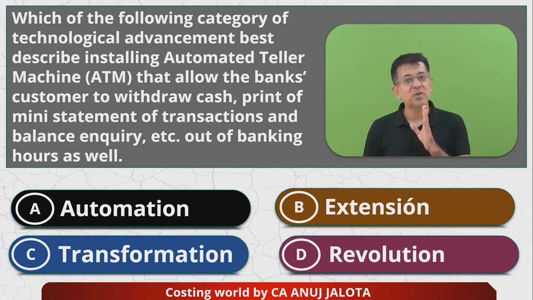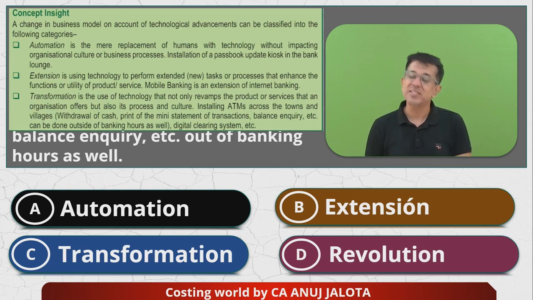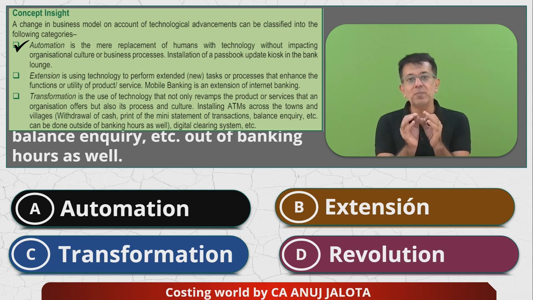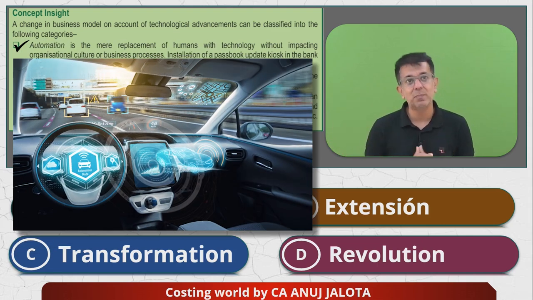If you have seen the previous MCQ, this one has to be correct. In any case, I'm producing the same extract that was there in the previous MCQ. Automation: the human beings get replaced by the machines. Best example, updation of the passbook. It'll be self-driven cars once they come in India.